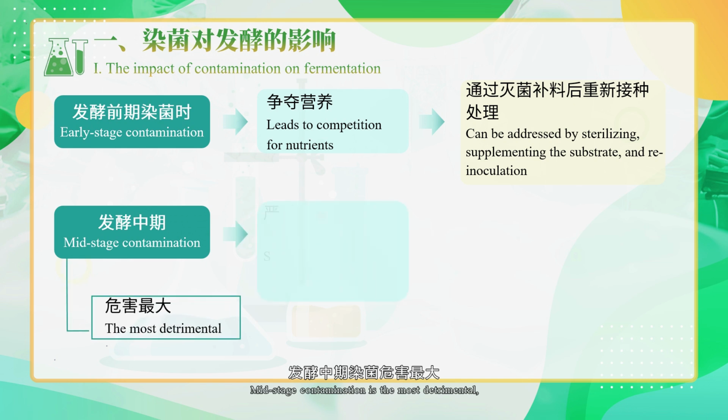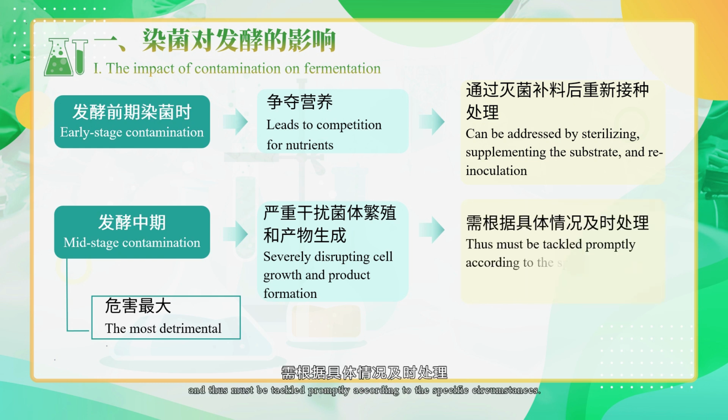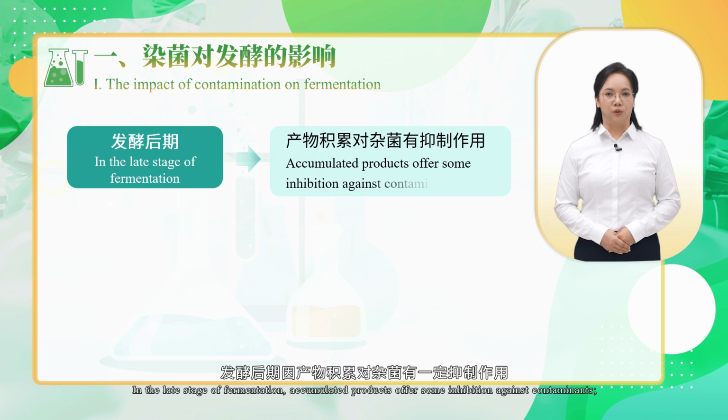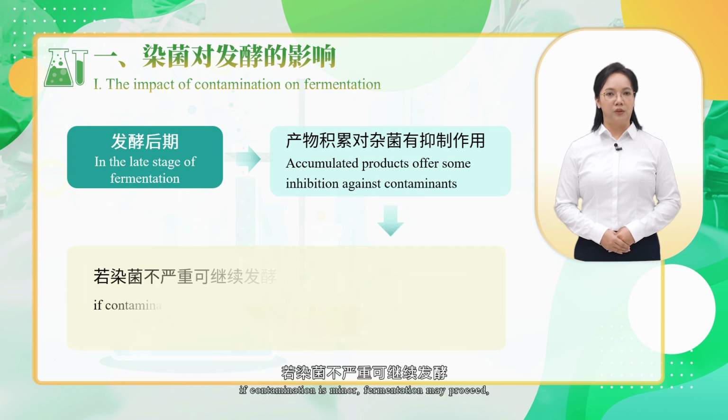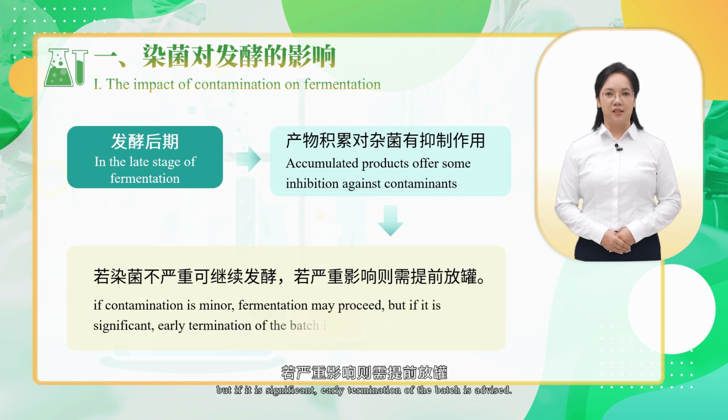Mid-stage contamination is the most detrimental, severely disrupting cell growth and product formation and thus must be tackled promptly according to the specific circumstances. In the late stage of fermentation, accumulated products offer some inhibition against contaminants. If contamination is minor, fermentation may proceed, but if it is significant, early termination of the batch is advised.